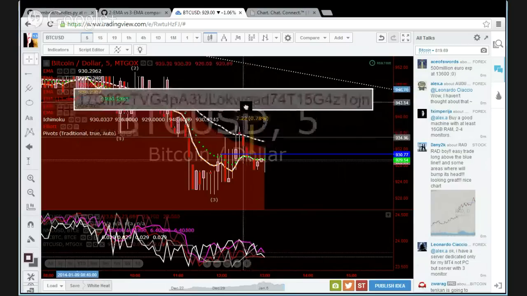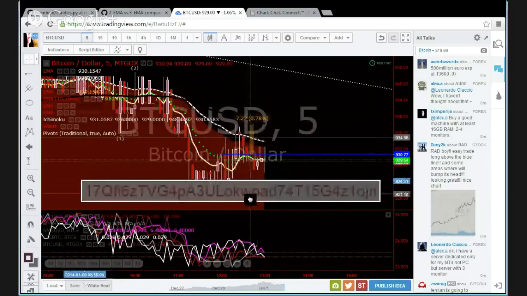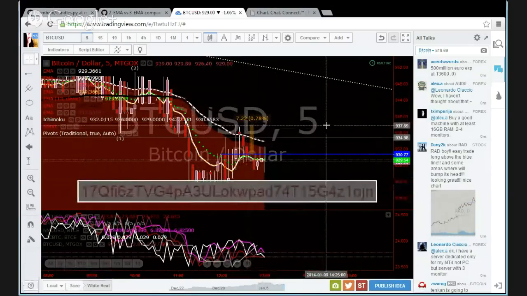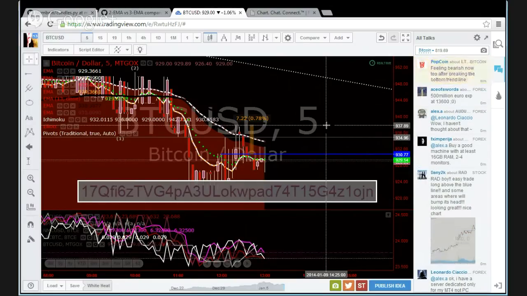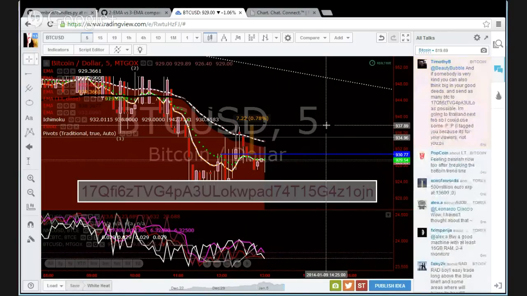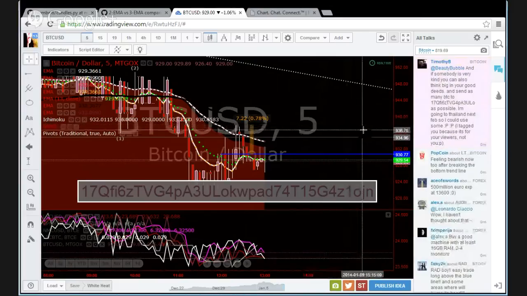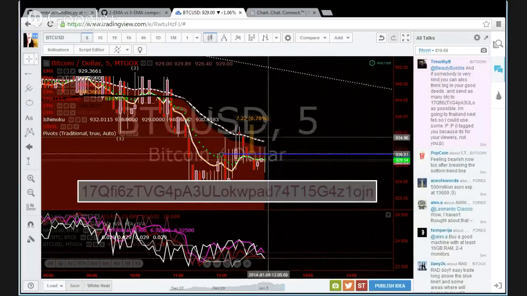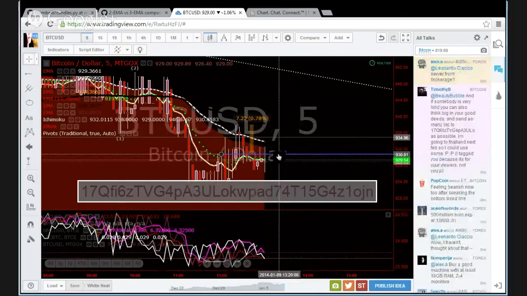Okay, so we're going to read this wallet again. If you're out there and you understand what I'm talking about, and you just got your Coinbase account, you want to go ahead and send a micro amount to 17Q FI6Z TVG 4PA 3ULOK WPAD 74T 15G 4Z10JN, and I'll leave this up for you. And if somebody is very kind, you can also think big in your good deeds and send us as many Bitcoin to this address as possible.